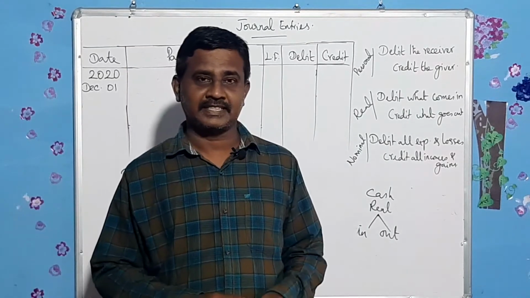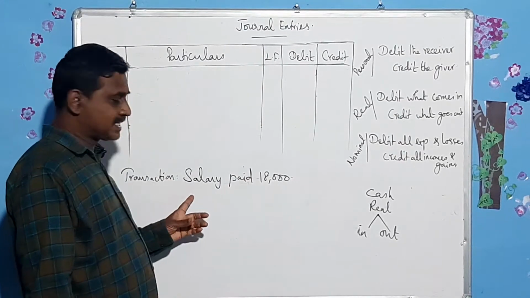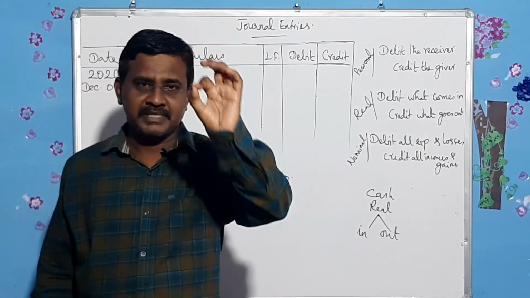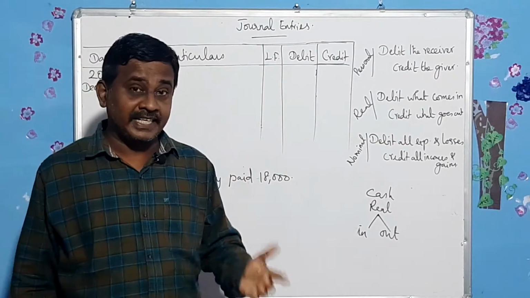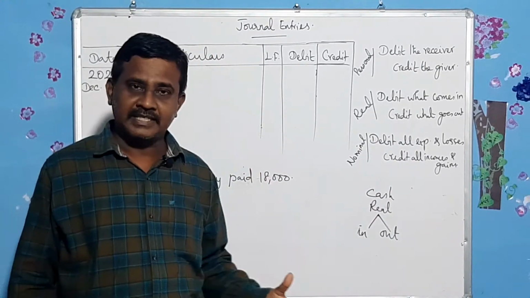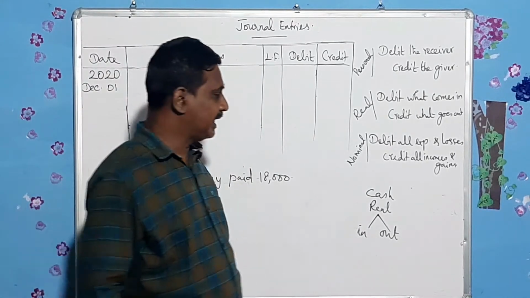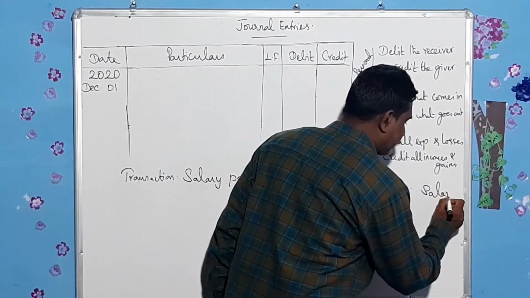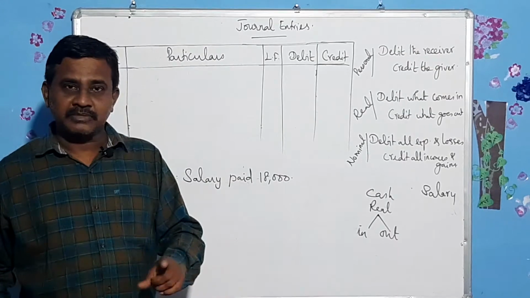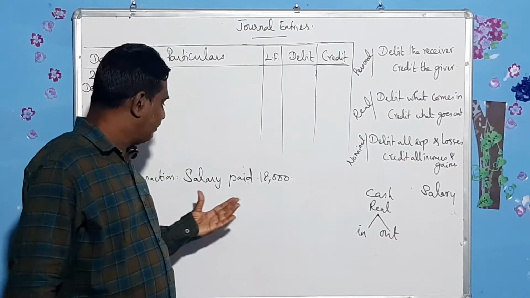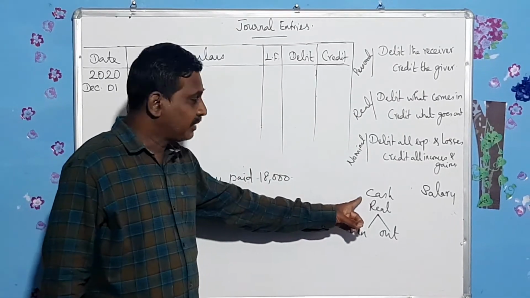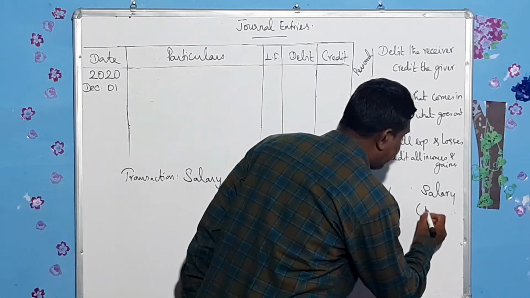So we go to the next transaction. See the transaction. Salary paid 18,000. If salary is paid, immediately put an account by the name salary. Salary means if it is an expense or an income, immediately mention that, take that account, whether it is salary or commission like that. Immediately one account will be there, that is salary. And for expenses and incomes, cash will certainly be involved. When we pay salary, cash will go out of the business. So cash account, and salary is a nominal account.